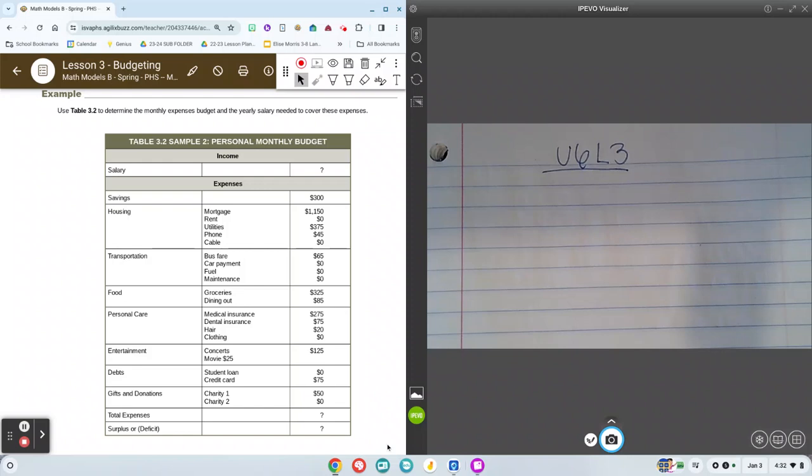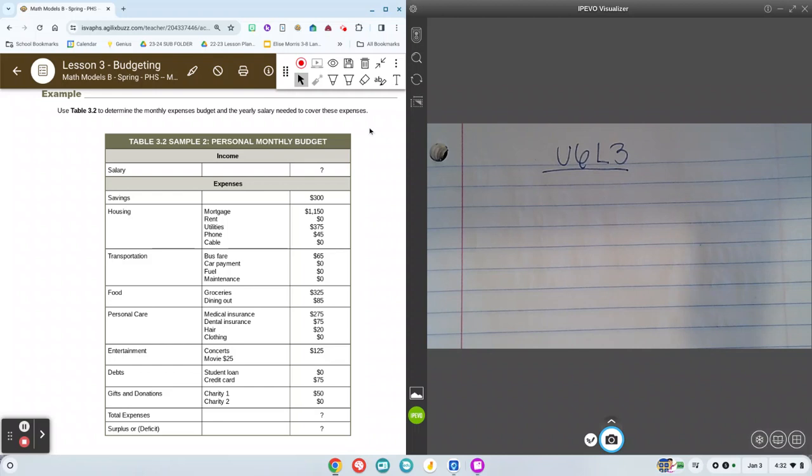Right, we're going to take a look at Unit 6, Lesson 3. We're going to look at having a monthly budget. So if you'll scroll down to this example and Table 3.2, it says, use this table to determine the monthly expenses budget and the yearly salary needed to cover the expenses.